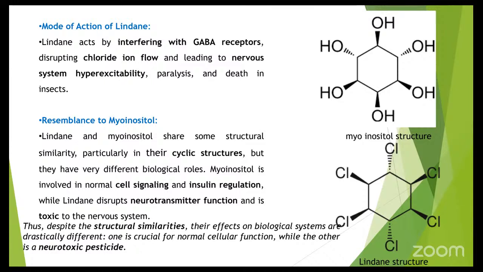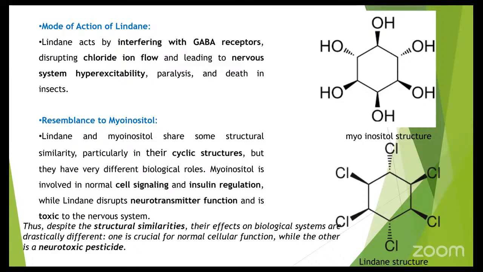Coming to the mode of action of lindane, it acts by interfering with GABA receptors, gamma aminobutyric acid receptors, disrupting the chloride ion flow, leading to nervous system hyperexcitability, paralysis, and death in insects. Yesterday, we saw the neurobiology of the insect, and we studied the neurotransmitters, the chemical responses, the chemical synapses via the presynaptic and postsynaptic routes, and how they interfere and cause paralysis and death. The same action will also happen in the case of lindane and other insecticides.